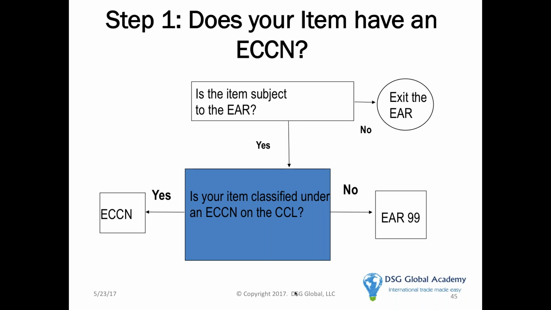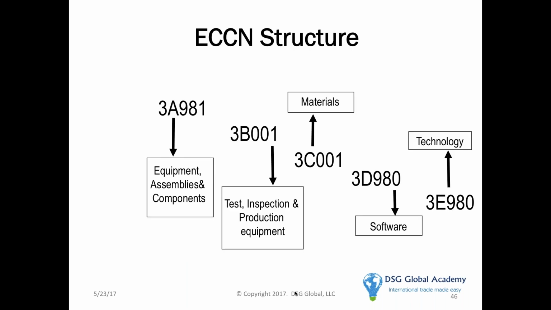And to find out if your item has an ECCN, I've taken this example of chapter 3, which is electronics. Remember, the letter after 3, which is the product category, will be the type of product. A is equipment, B is test equipment, C is materials, D is software, and E is technology, like blueprints and other technology plans.